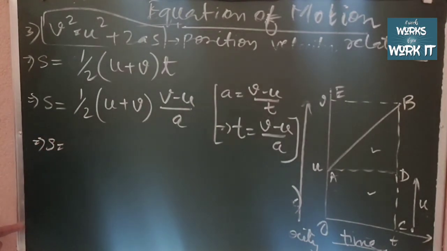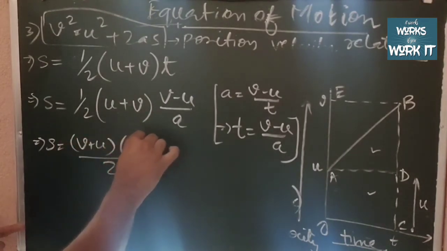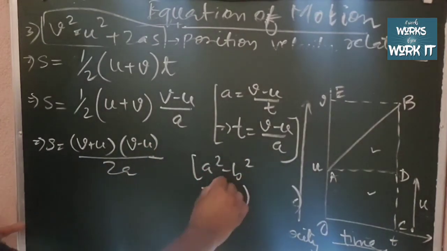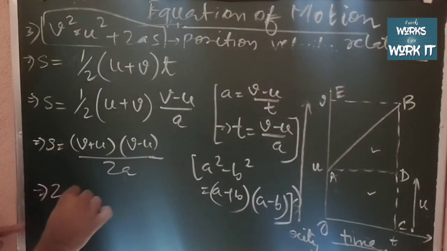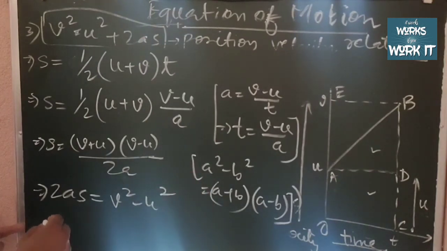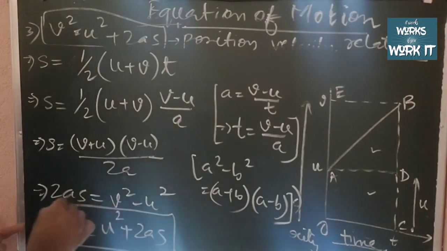So S will be equal to, we multiply the denominator, so it will be 2A, and then we write V plus U, V minus U. We will use the formula here, A square minus B square equals A plus B and A minus B. Using this formula in the step, after sending 2A to the left hand side we can write 2AS, and V plus U, V minus U we can write as V square minus U square. V square we can keep as it is, and sending minus U square to the other side we find V square equal to U square plus 2AS. So this is our final equation.